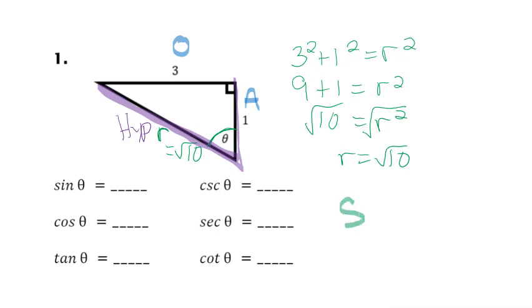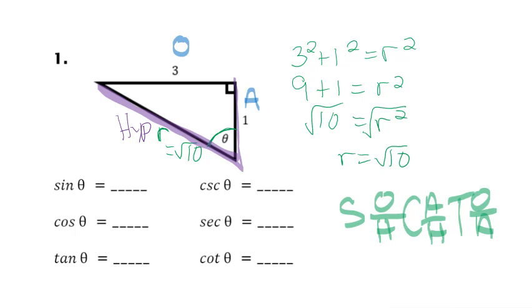We still are going to use SOHCAHTOA, and we're going to write these out. So sine is opposite over hypotenuse, so I'd have 3 over root 10. And then cosecant is the reciprocal of sine. So if I was to flip it and take the reciprocal, that would be root 10 over 3. We're going to rationalize at the very end, because sometimes doing the reciprocal before rationalizing is a little easier.